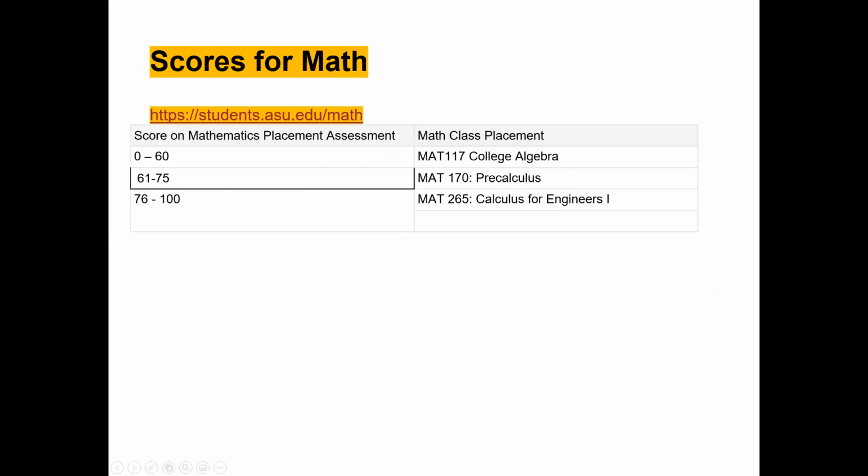The scores for math are as follows. 0 to 60 is Math 117, college algebra. 61 to 75 is Math 170, pre-calculus. 76 to 100 is Math 265, calculus for engineers. And the reason I listed the math course numbers is because this same assessment is going to also show you other math classes that are required for other majors. You want to ignore those other classes. These are the three classes that you're going to be starting with.